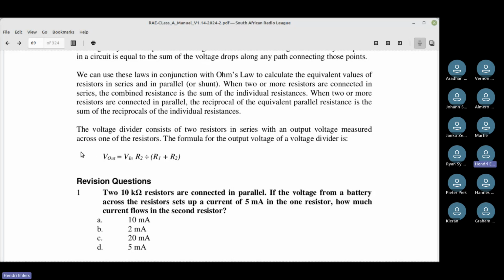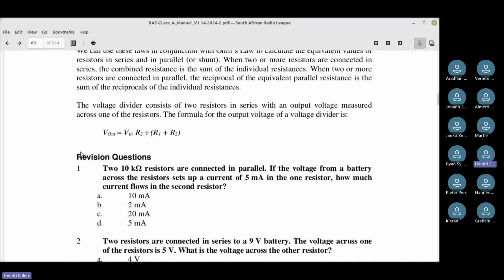A voltage divider consists of two resistors in series with an output voltage. Sorry, that's my mouse, it's got a mind of its own. The output voltage is measured across one of the resistors. The formula for the output voltage of a voltage divider is Vout equals Vin times R2 divided by R1 plus R2. But yeah, it's difficult to do it without values.